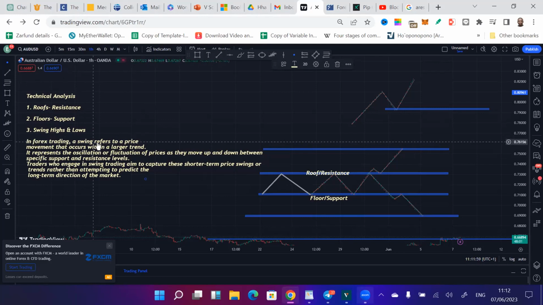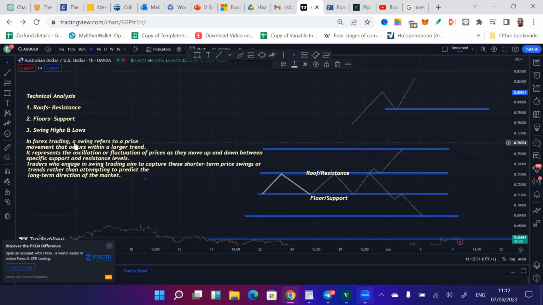In forex trading, a swing refers to a price movement that occurs within a larger trend. Okay, so that's another term right there, larger trend. That's something we're going to discuss too. So if in forex trading, a swing refers to a price movement that occurs within a larger trend, it represents the oscillation or fluctuation of prices as they move up and down between specific support and resistance levels, right?